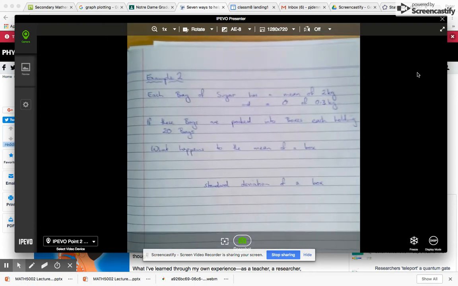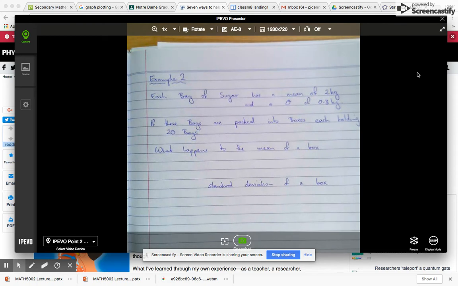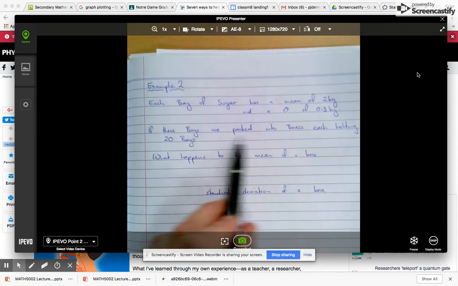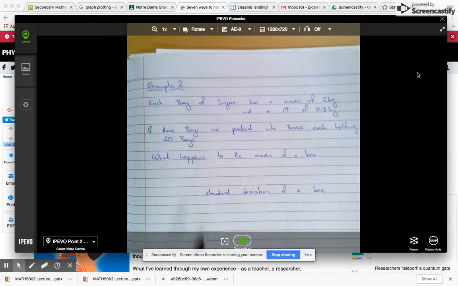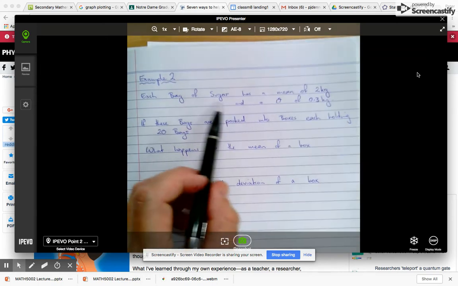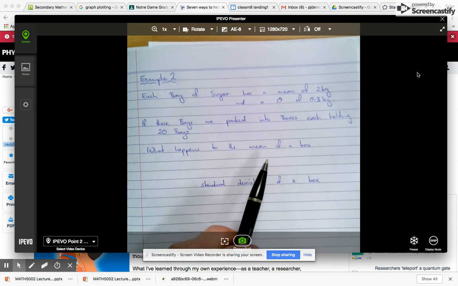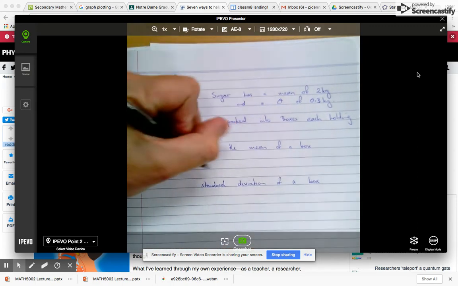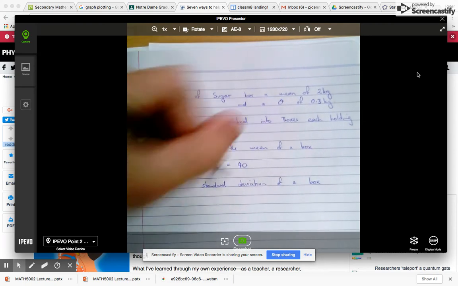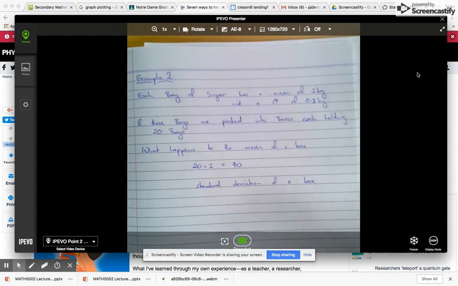Let's look at example 2. Each bag of sugar has a mean of 2 kilograms and a standard deviation of 0.3 kilograms. If these bags are packed into boxes, each holding 20 bags, what happens to the mean of each box? The mean of each bag of sugar was 2 kilograms, and we're putting 20 bags in each box. So what happens to the mean? Well, the mean is just going to be 20 times 2, which is 40, because the mean is just multiplied.